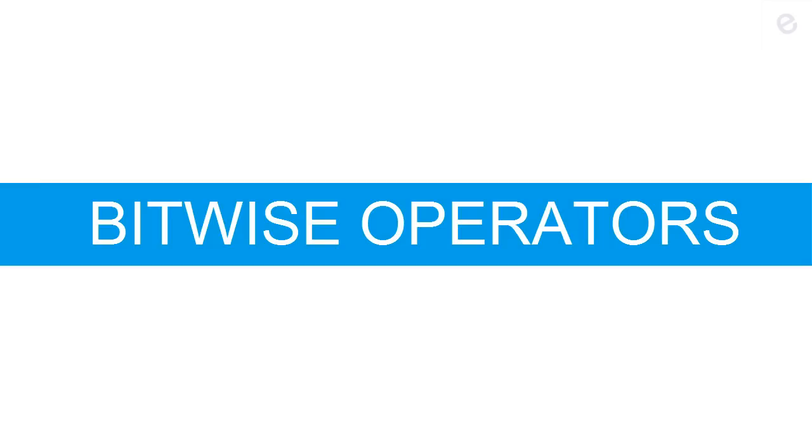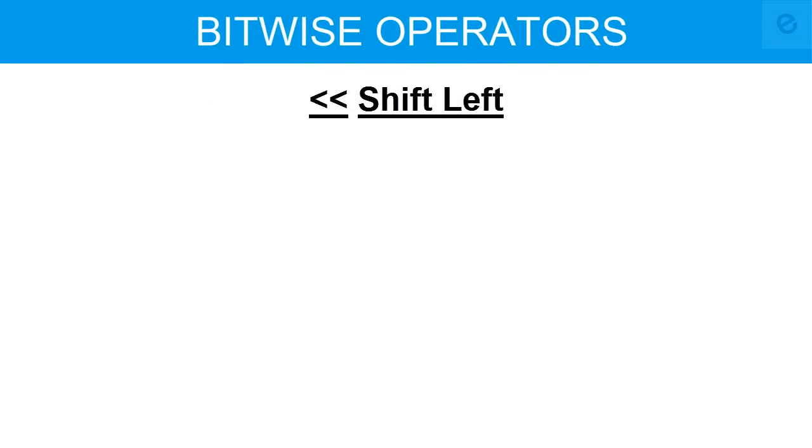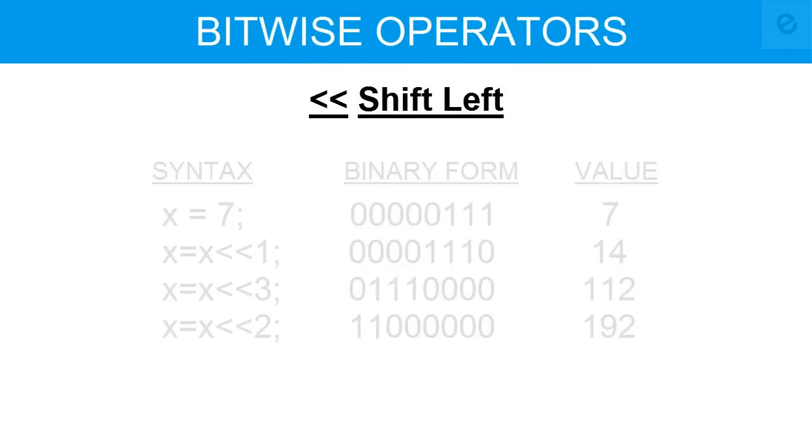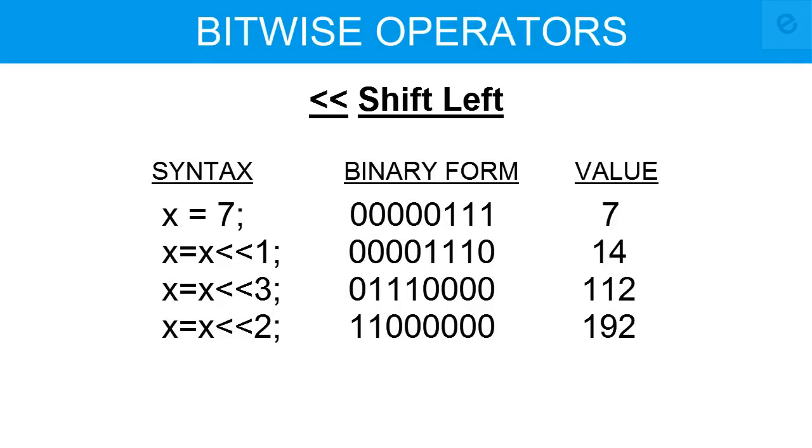In this part of the tutorial, we would be basically talking about the left shift bitwise operator and the right shift bitwise operator. So let us first talk about the left shift bitwise operator. What the shift left bitwise operator does is that it shifts the bits to the left side.